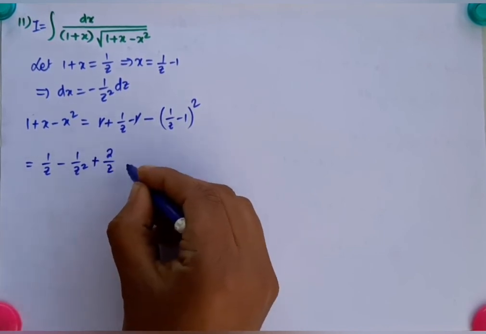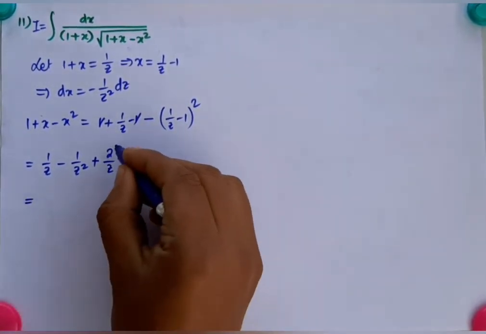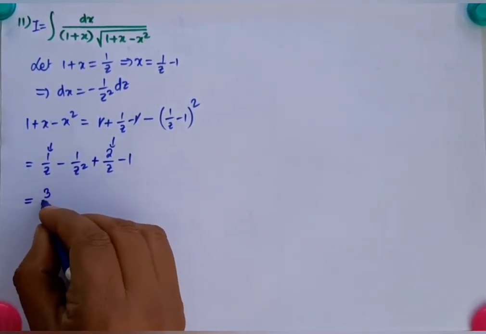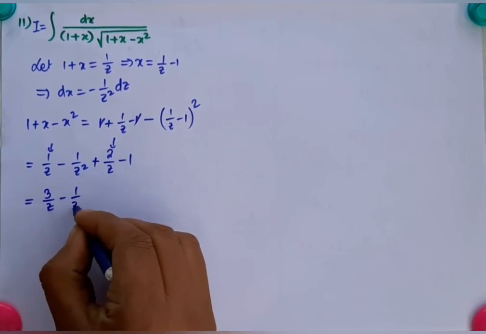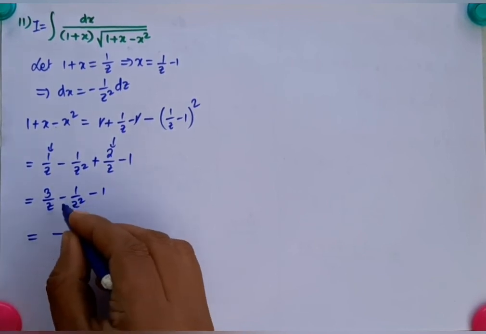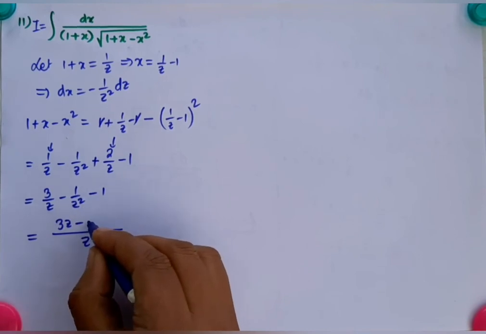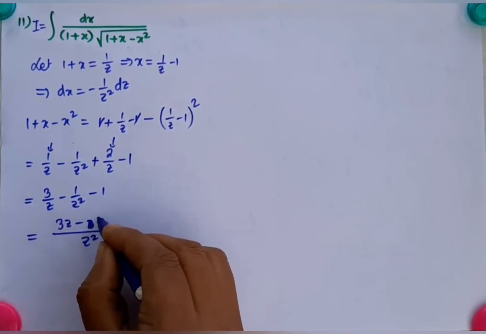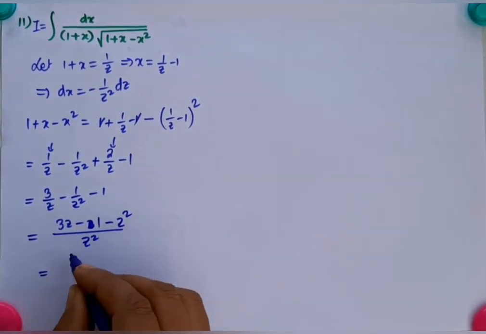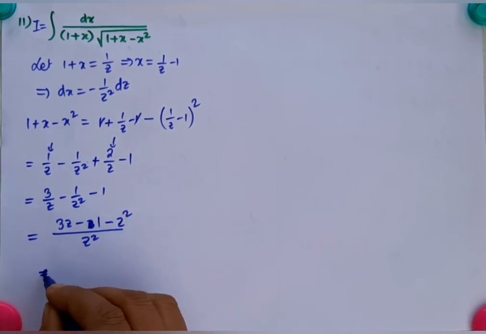Is it minus? No, it's going to be plus, minus 1. So this is what you get. You see that this and this are like terms, so this becomes 3 by z minus 1 by z square, minus 1. So again the LCM is z square, so this becomes 3z minus 1, I'm sorry, this is 1, minus z square. Let me keep it this much only for now.